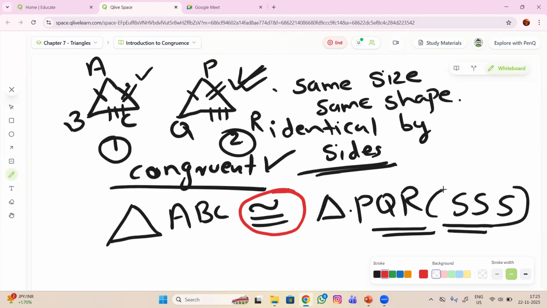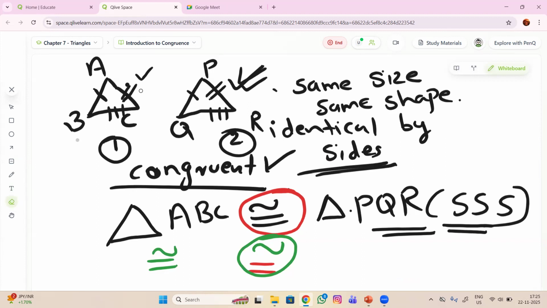Congruent is a long term. So in mathematics, the symbol we use to represent congruent is this one. We put an equals sign and place this symbol above it. This is the symbol for congruence or congruency. Okay, is it clear? Yes.